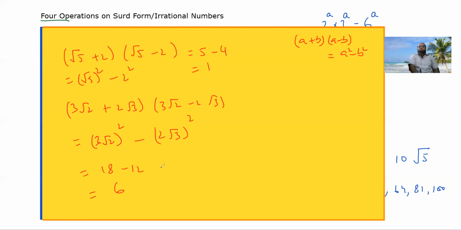We shall have some more examples tomorrow, inshallah, while we'll be learning how to divide when the denominator is a surd, in surd form, or an irrational number.